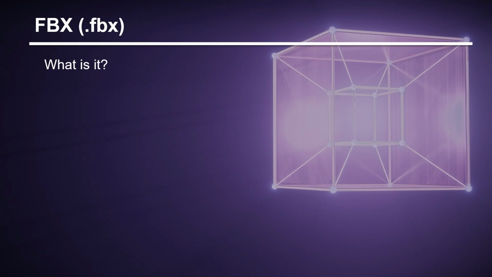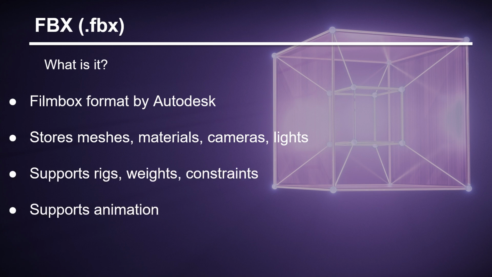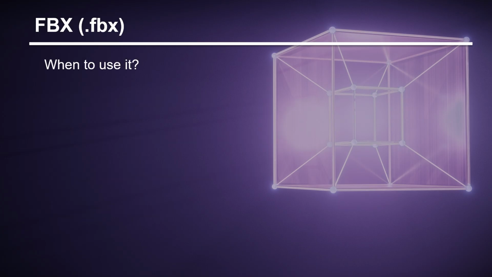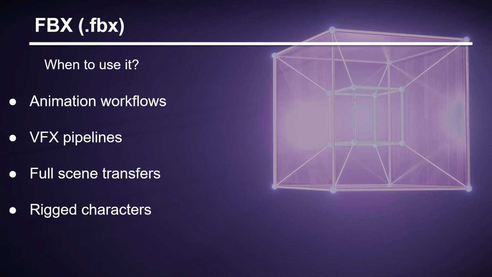So what is it? FBX, which means FilmBox, is Autodesk's format which stores meshes, materials, cameras and lights. It supports rigs and constraints and supports animation. So when do we use FBX? This is a format for animation workflows, VFX pipelines, full scene transfers and rigged characters.